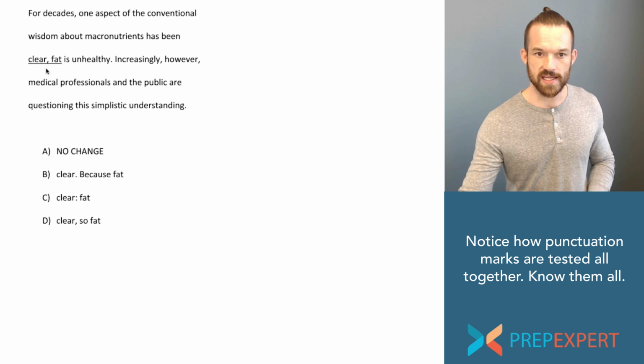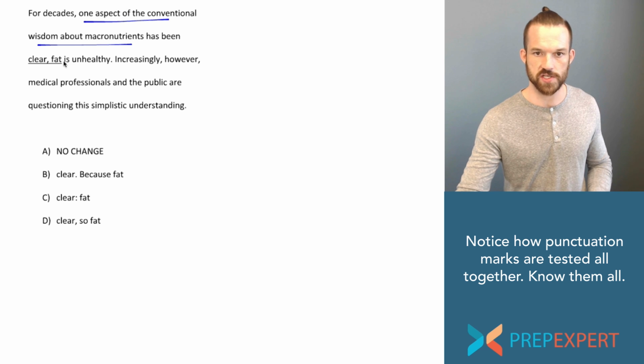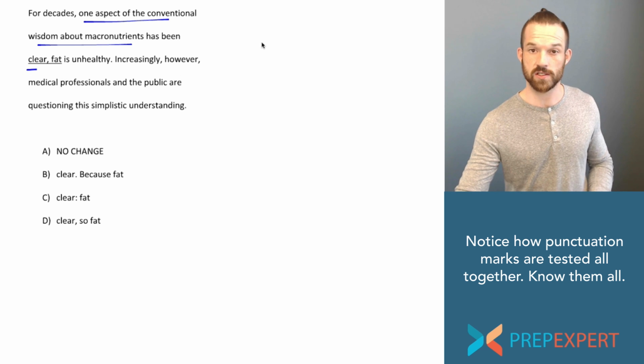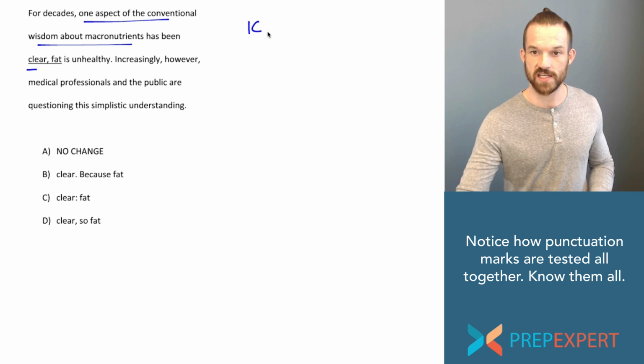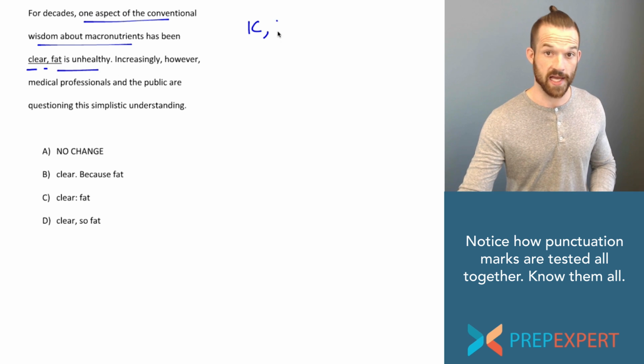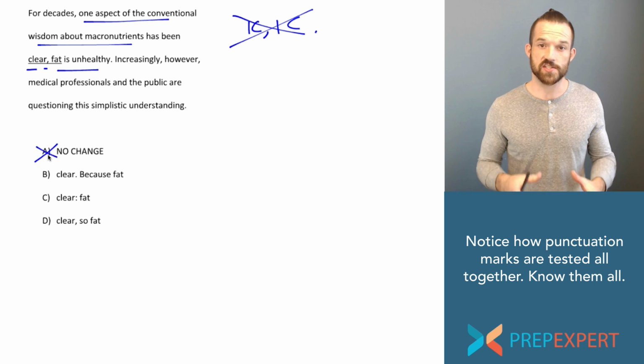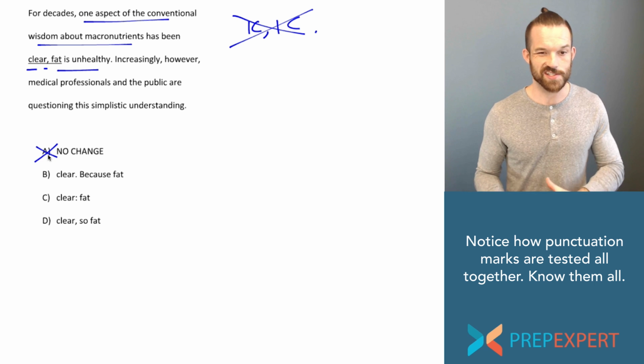First of all, I think it's incorrect the way it's written, because what we have is "one aspect of the conventional wisdom about macronutrients has been clear." That itself is an independent clause. If we follow an independent clause with a comma and another independent clause, that's a run-on, caused by a comma splice. So the way the sentence is currently written, it is a run-on sentence, it's incorrect.